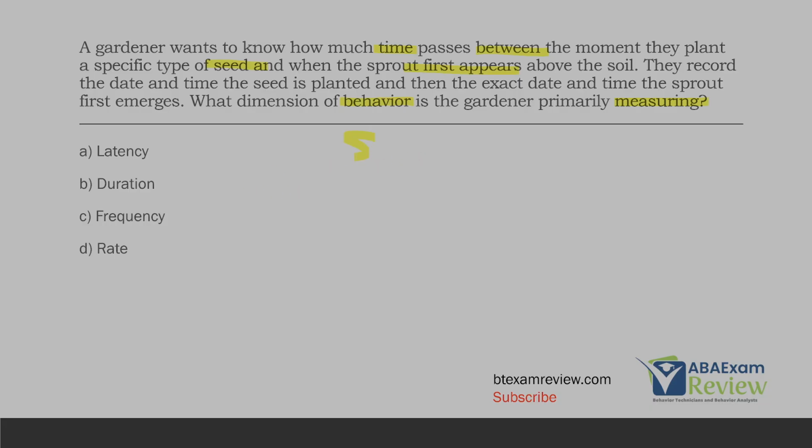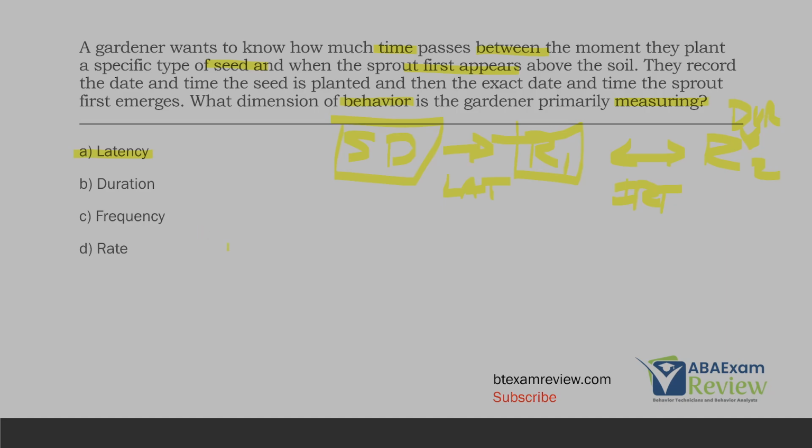And latency is typically the time in between the SD and the first response. Interresponse time is typically the time in between responses. So this should be latency. This should be interresponse time. Duration is the duration or the length of a specific response. So if we're measuring the time between, let's say we plant the seed and when the sprout first appears, that's closest to a latency. Duration, again, is going to measure the length of a response.